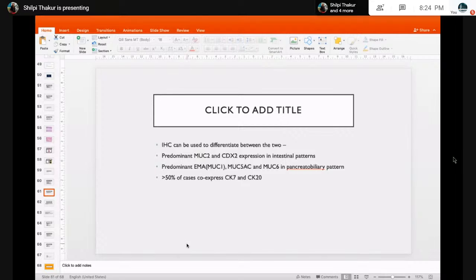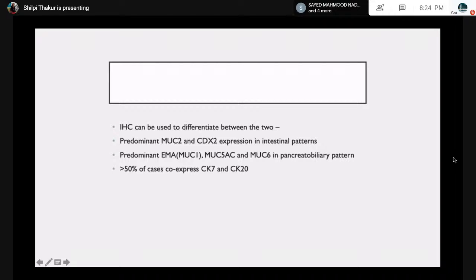Now, the IHCs which can be used to differentiate between the pancreatobiliary and the intestinal type: predominantly MUC2 and CDX2 expression is seen in the intestinal pattern, whereas the pancreatobiliary will show EMA, MUC5AC and MUC6. Now, the expression of CK7 and CK20 can be present in more than 50% of the cases in both of them. So they can co-express CK7 and CK20.